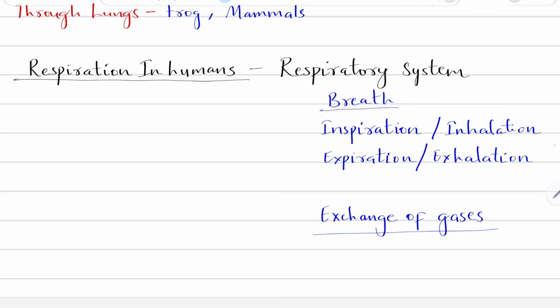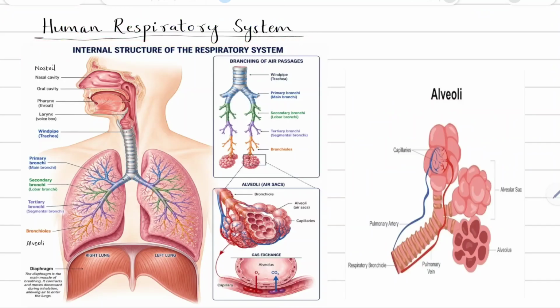Breathing involves inhalation and exhalation, and these make possible the exchange of gases. When inhalation is done, it takes in oxygen, and when exhalation is done, it removes carbon dioxide, and this is how these two gases are exchanged between the body and the atmosphere. And this is how the human respiratory system helps human beings to breathe, and it also helps in exchange of gases.